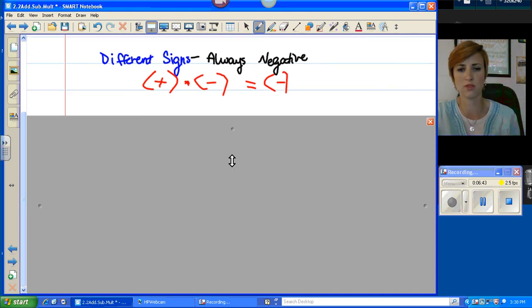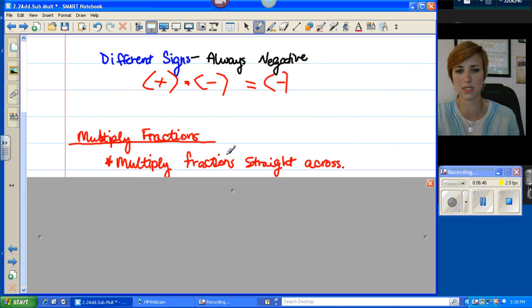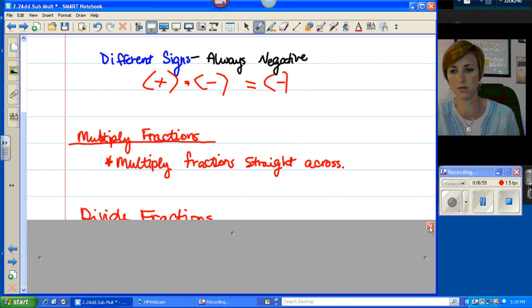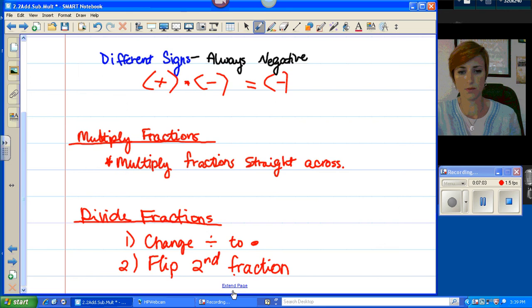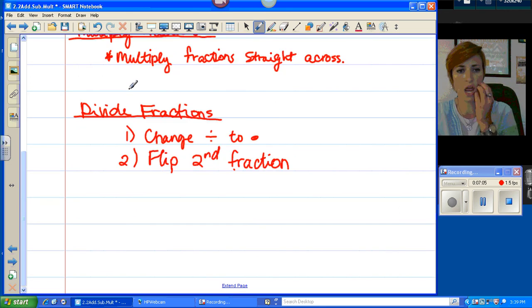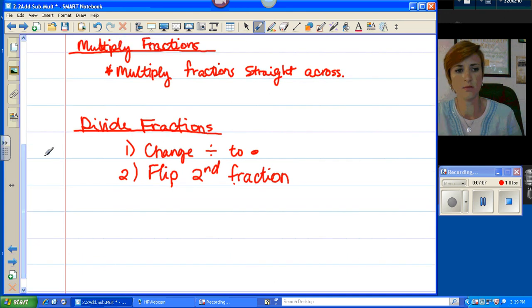The last bit we're going to look at is for our fractions. So when we multiply fractions, we multiply straight across. So that means we're going to multiply numerator with numerator, denominator with denominator. And lastly, when we divide our fractions, we're first going to change our division symbol to multiplication. And then second, we're going to flip our second fraction. So change division to multiplication, flip the second fraction.